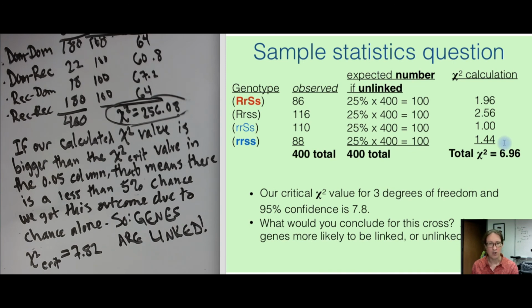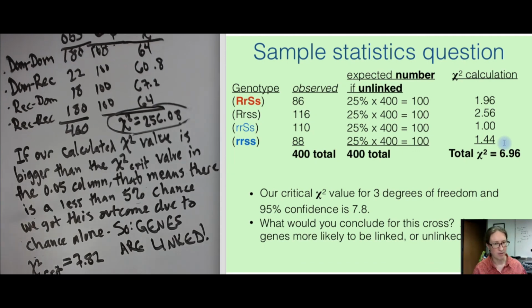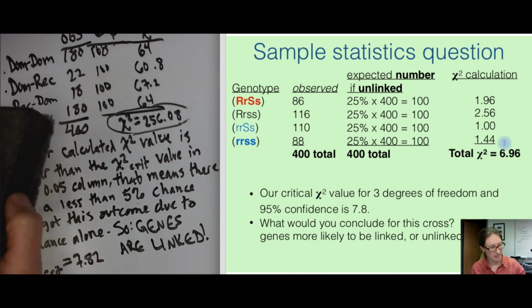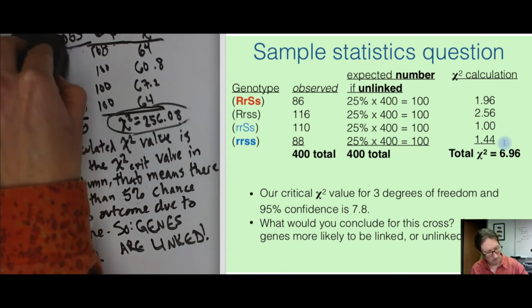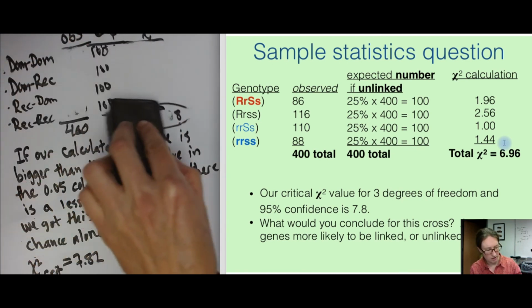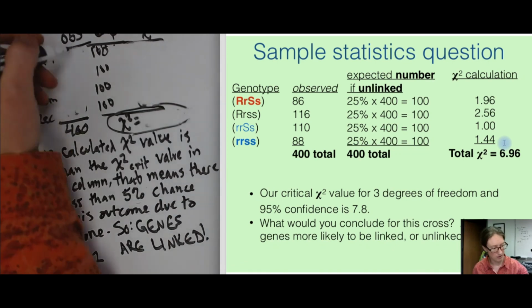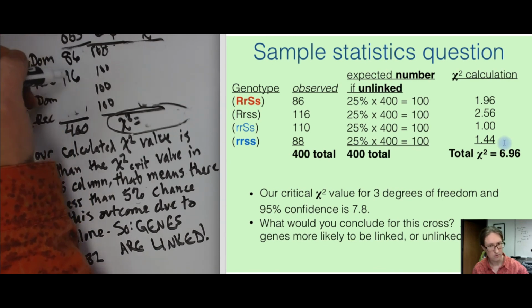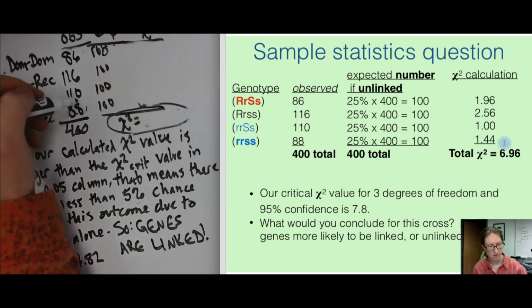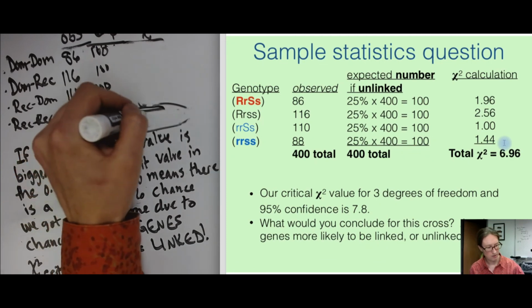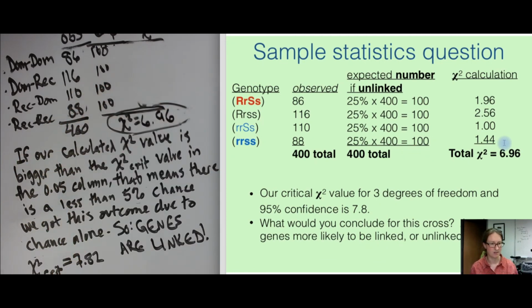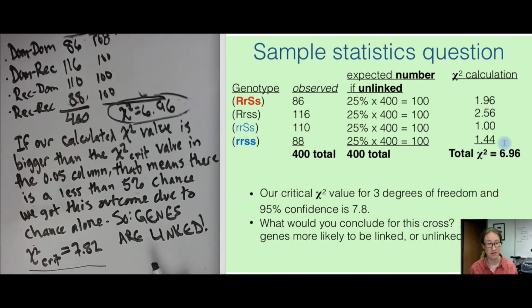Here's another example. In this example, you'll notice the observed offspring are 86 for the dominant, 116 dominant recessive, 110 recessive dominant, and then 88 recessive. So here again, our expectation is the same if unlinked, right? Okay. And so if we do all of the number crunching, we wind up getting a chi-squared value of 6.96. And our critical chi-squared value is still the same here. So I want you to think about what you would conclude for this cross. Are these genes more likely to be linked or unlinked?